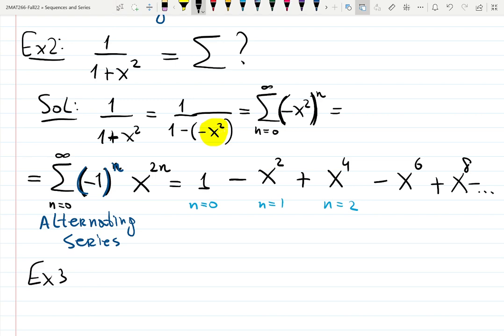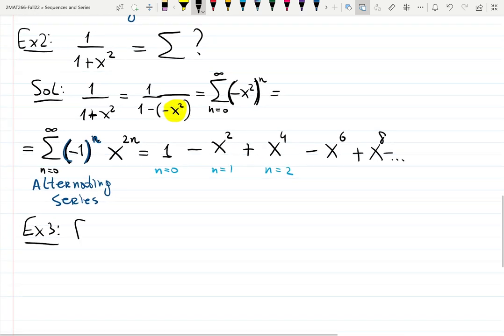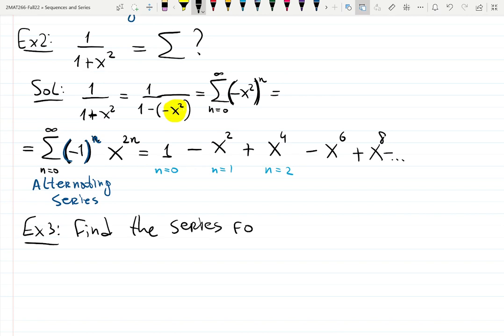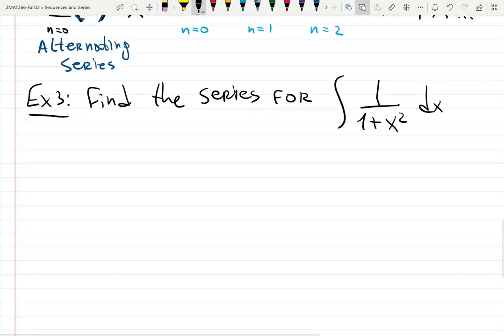Example 3 hops on top of example 2. Find the series expansion for the integral of 1 over 1 plus x squared dx. Very interesting. Why do we care? Why do we care to integrate 1 over 1 plus x squared? We do know the integral for this function. What is that?